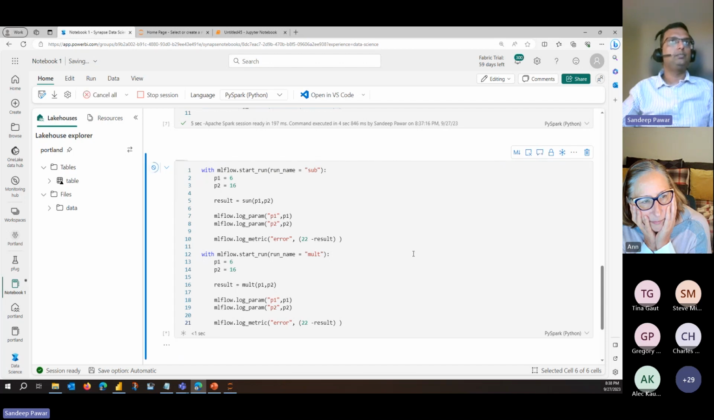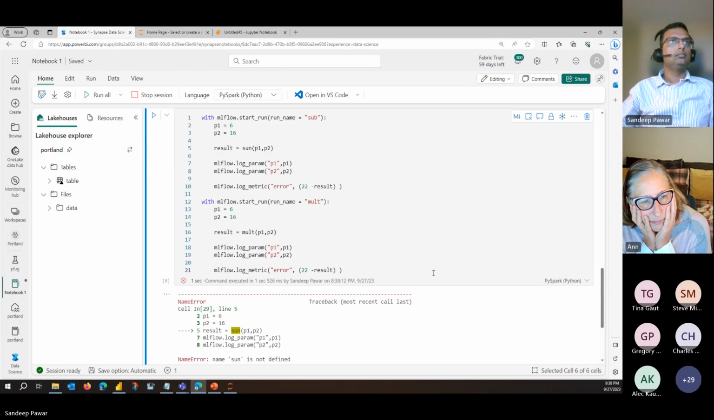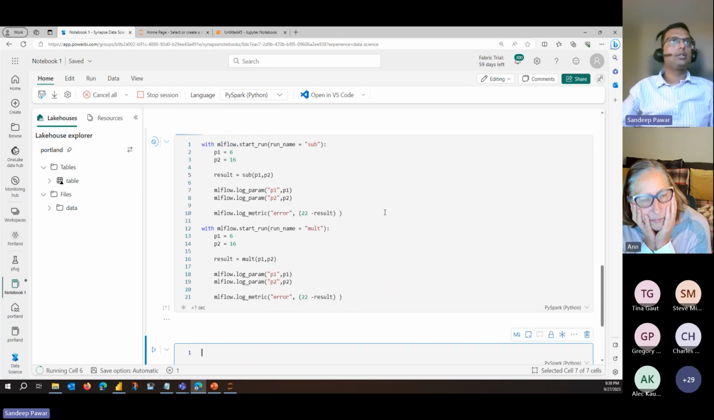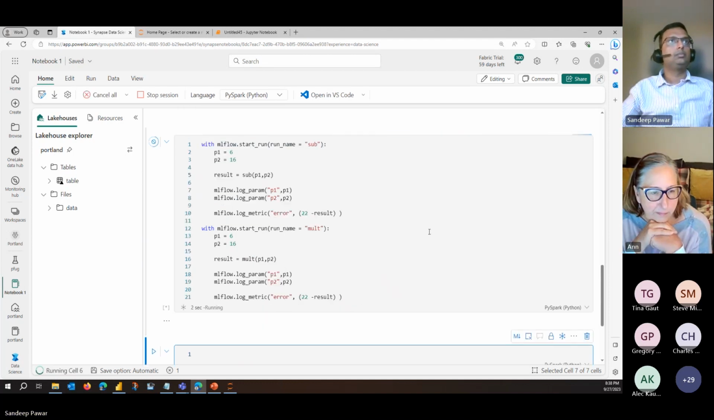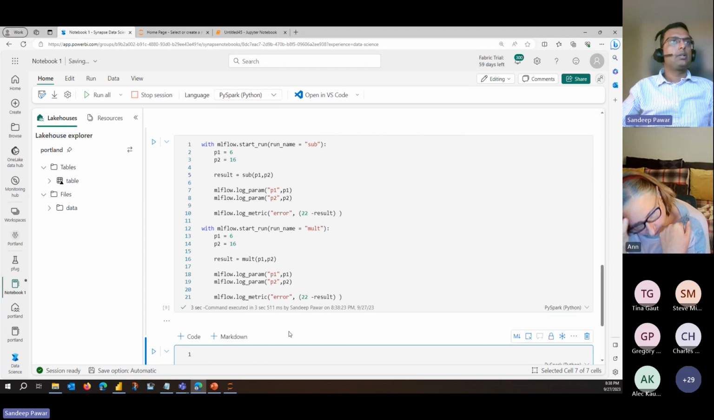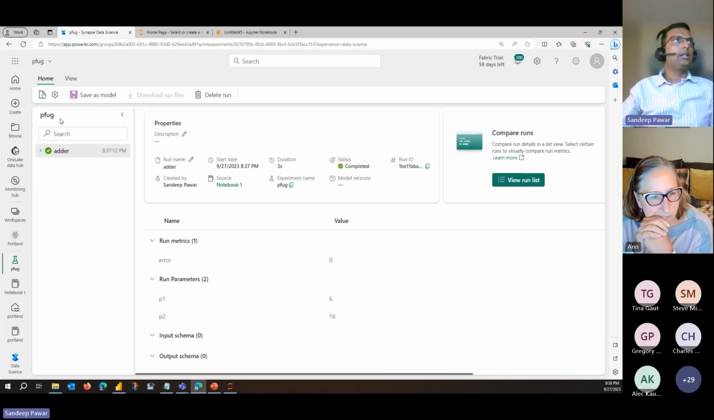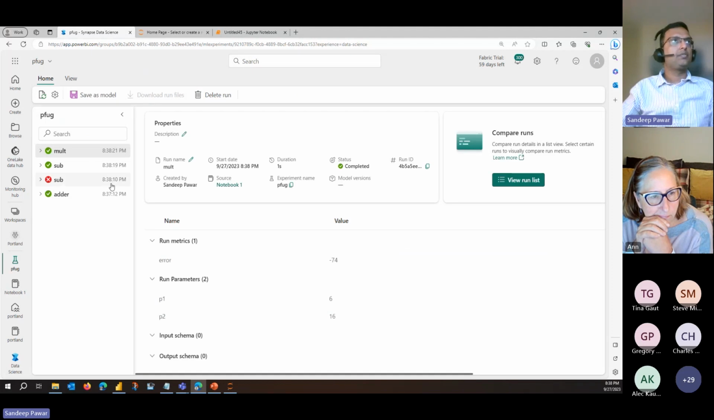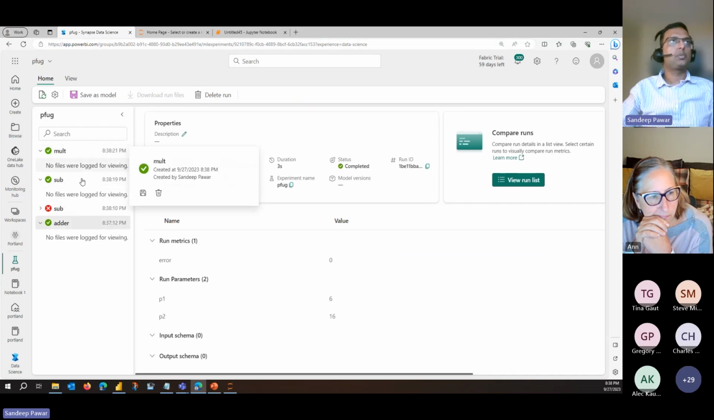Now if I run this, I need a sub, not run this. It took 3 seconds. If I go back here and then refresh this, I should have one that failed because of that error, and then I have another one where mult, sub, and adder. So three runs are experiments that I created, three experiments that I ran, and then the values.